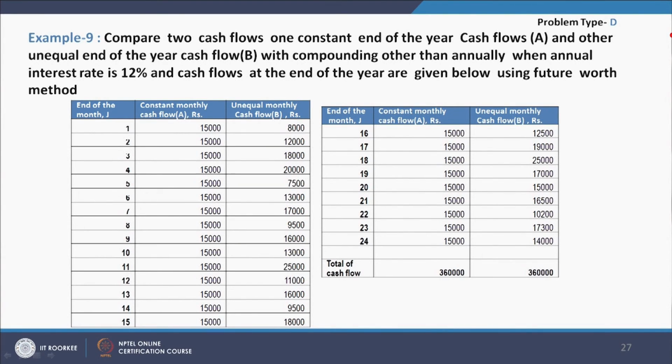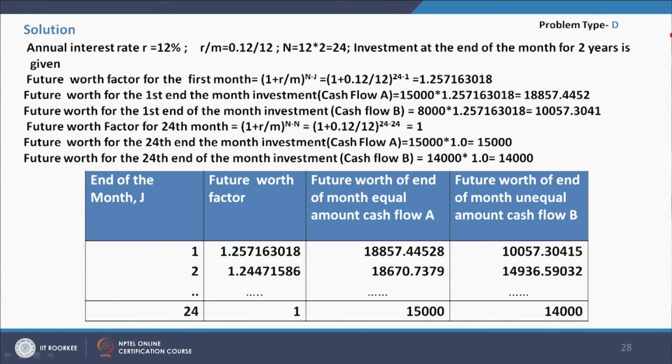Let us take an example, example 9. Compare two cash flows, one constant end of the year cash flow A and the other unequal end of the year cash flow B, with compounding other than annually, when the annual interest rate is 12% and the cash flow at the end of the year is given below, using the future worth method. Here we find the cash flow is for about 2 years and every month there is a cash flow. For constant monthly cash flow it is 15,000 rupees and for unequal it is varying. Now, let us see the solution.